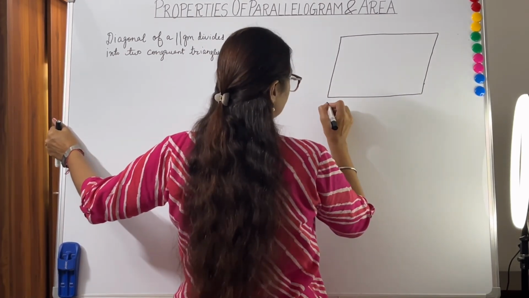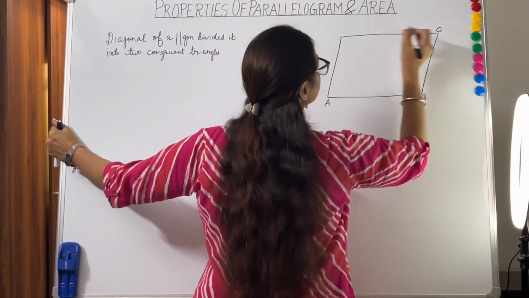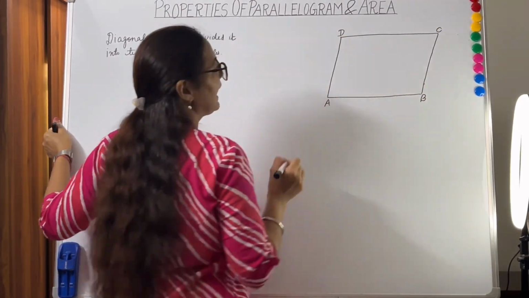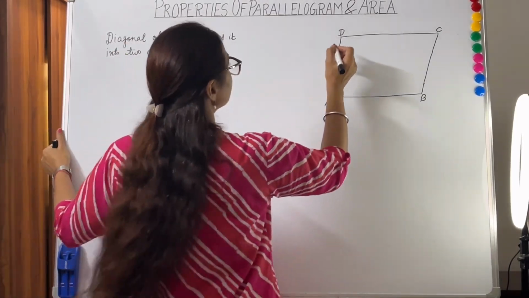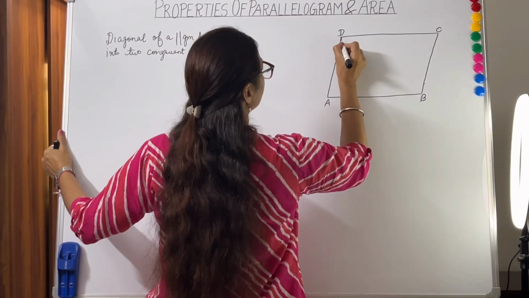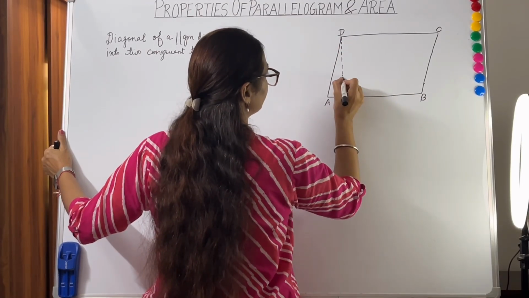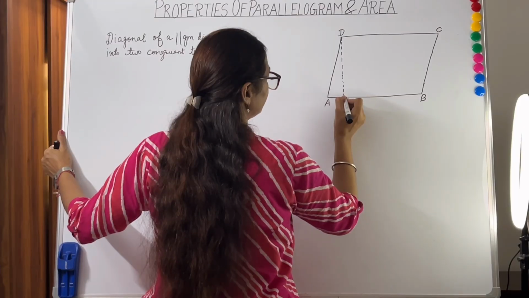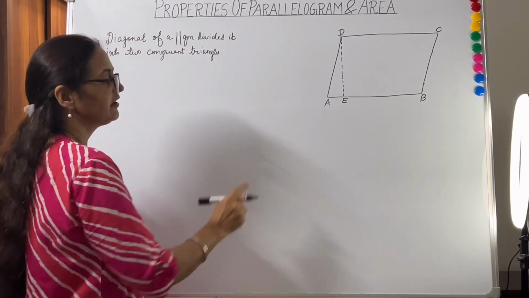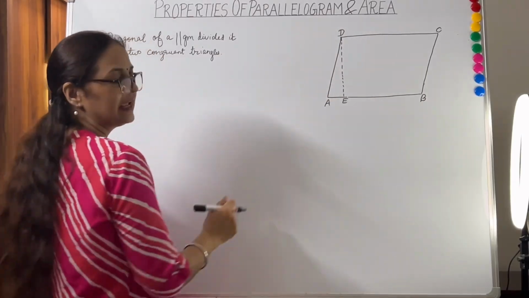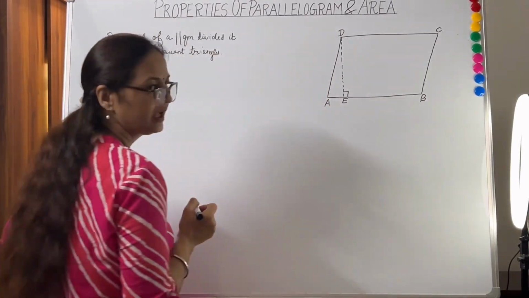This is a parallelogram ABCD, and we have to find its area. Now, what do we do for this? We will drop a perpendicular from vertex D to AB, and let's say this point where this perpendicular meets AB is E. So, this is a perpendicular.